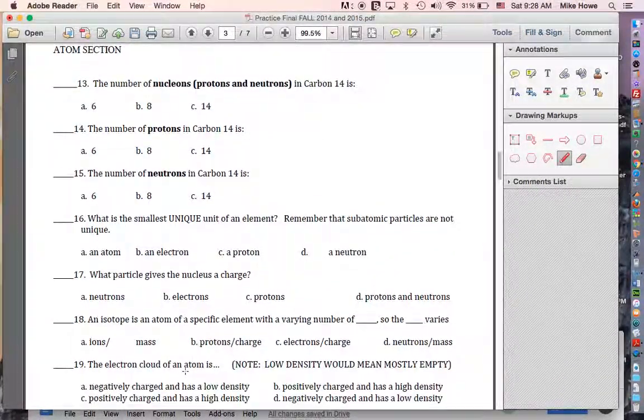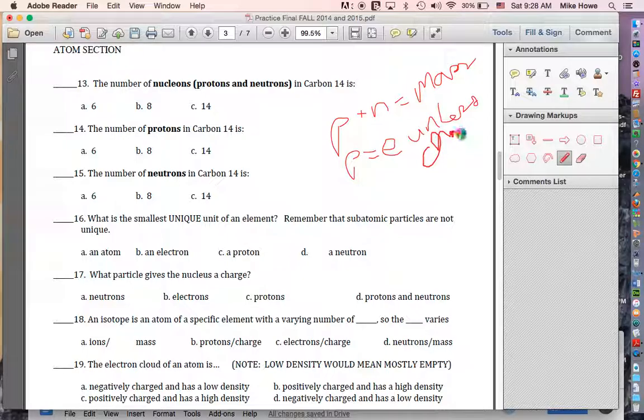Now when you get to this part of the test, I'd suggest that you put on your cheat sheet that protons plus neutrons equals mass. And I would suggest that you know that protons equals electrons unless there's a charge. Write this here. This is also going to be relevant later on in the test.